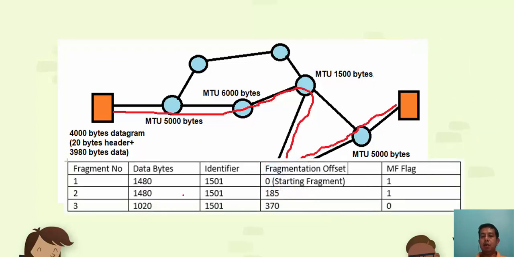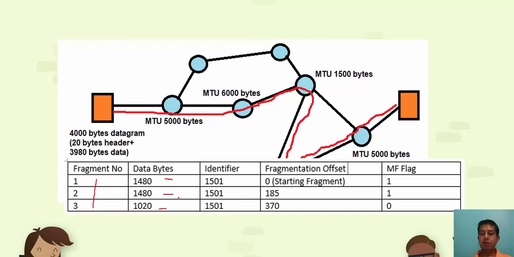So now these are the different values after I do my fragmentation. I require 3 fragments: fragment 1, fragment 2, fragment 3. The first fragment will contain 1480 bytes of data. The second fragment contains another 1480 bytes of data. Because the total was 3980 bytes, the remaining 1020 bytes of data will be inserted in the third fragment.